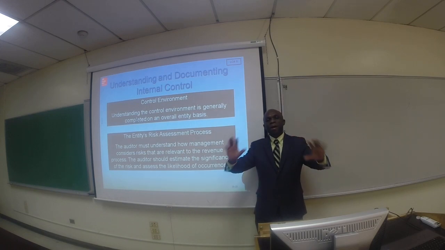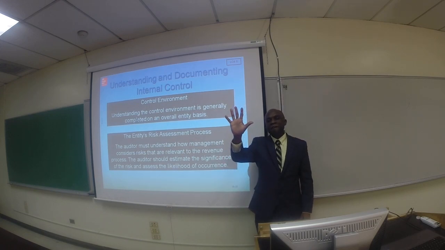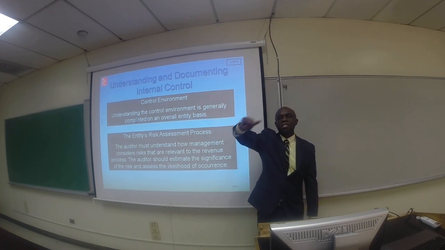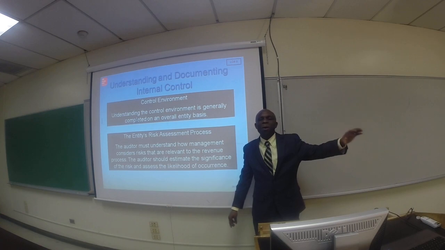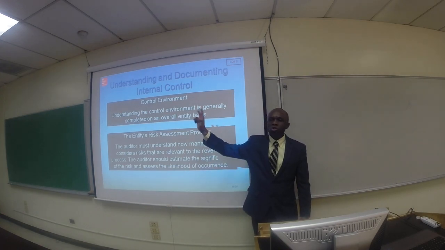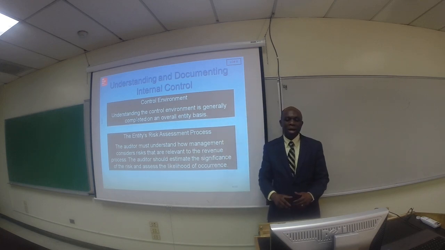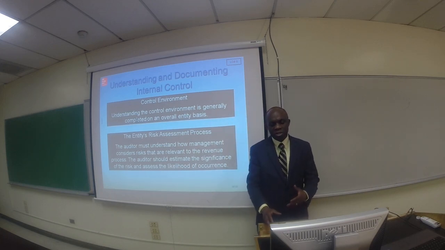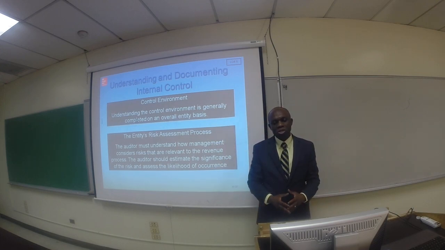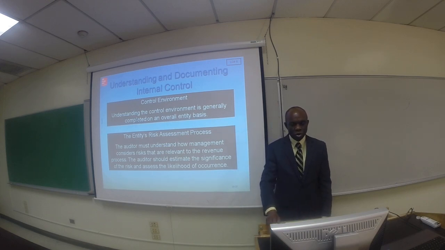Now, the best way of doing that is go through the 5 components of internal control. Number 1 being control environment. This is usually done as an overall entity basis, meaning our focus is on revenue. However, the control environment is usually done on an overall entity basis, because the control environment sets the tone for how seriously internal control is being taken for the whole organization.